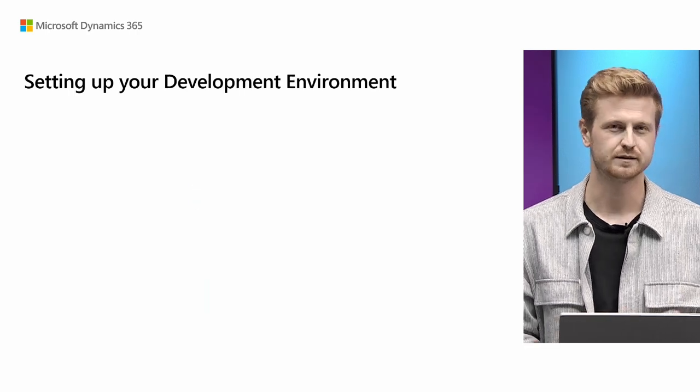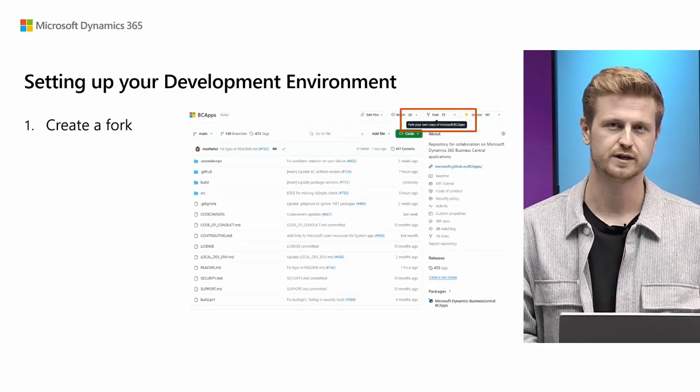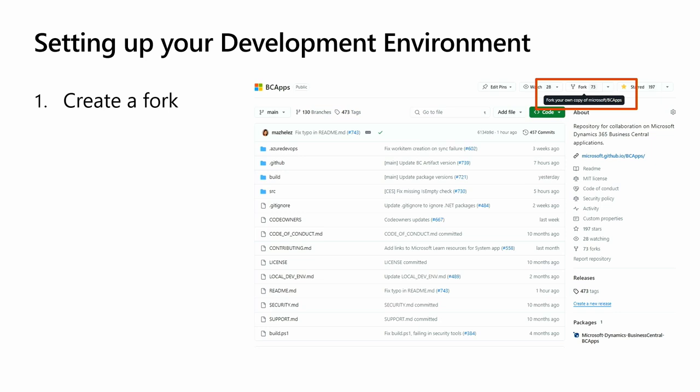And to start developing, probably the easiest way to do that is just by creating a fork of the BC Apps repository. On the GitHub page, it's relatively simple. Just click on the fork icon, and then you're off.